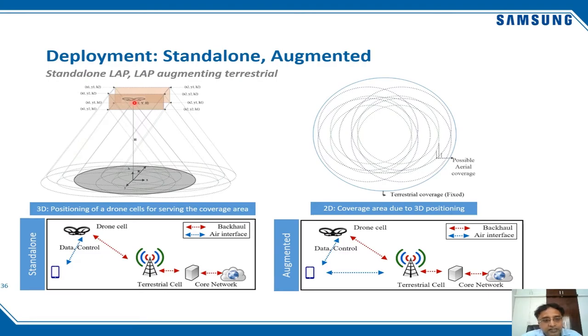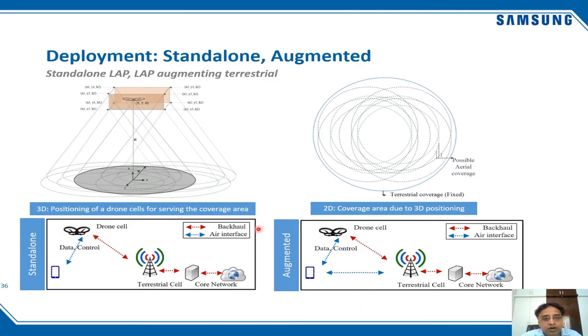The second thing is there are two modes of deployment. One is called standalone, in which the drone cell serves the user directly. This could be looked at as a relay or a standalone drone cell getting connected back to the core network. So that's one method of deployment.